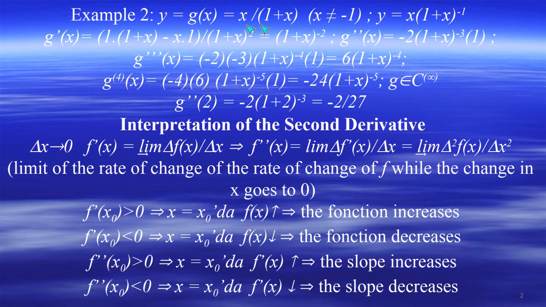So, another example. Here we have a rational function. We have seen a polynomial function. Now we are seeing a rational function as an example. Y is equal to g of x. What is it? X over 1 plus x. Of course, x would be different from minus 1 in order for the denominator not to be 0. So, we can denote this function as y equals x times 1 plus x to the power minus 1 as well. If we want to get rid of the denominator, we can also write it down as x times 1 plus x to the power minus 1. And then differentiate the function.